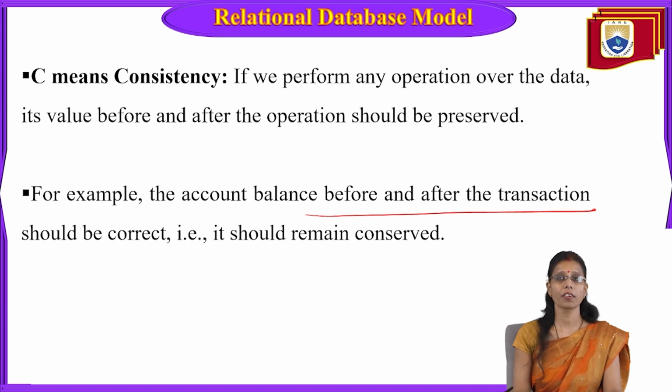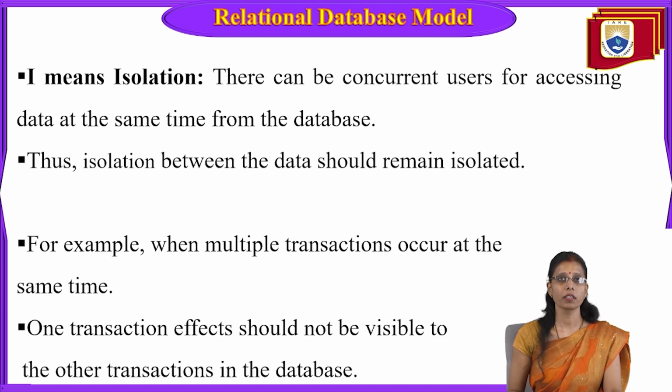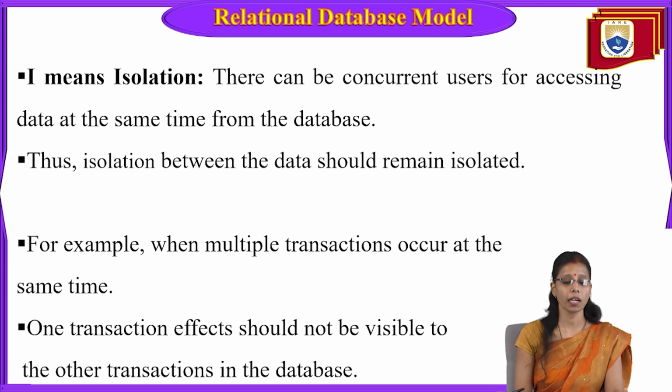Before and after transactions, it will tell you whether the transaction failed or succeeded. So this is called consistency: when you perform any kind of operation over the data, it has a value before and after the operation, and it should be preserved. For example, if the account has a balance, it will show you the transaction failed or it remains the same. Now coming to I, which means isolation.